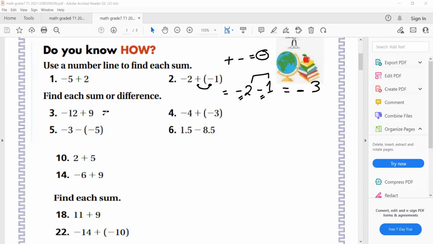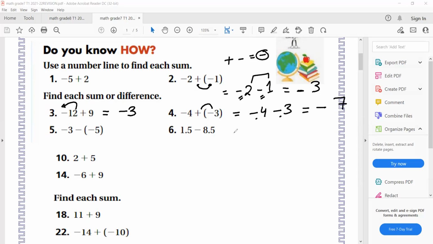Find each difference. Here, -12 plus 9. I have two different signs. Subtract. 12 minus 9, 3. Which is bigger, 12 or 9? 12 is bigger. Its sign is negative. The answer is negative. Here I have -4. Plus minus, it will be minus. Minus, add. And the answer will be minus.